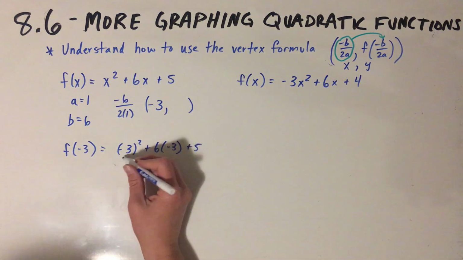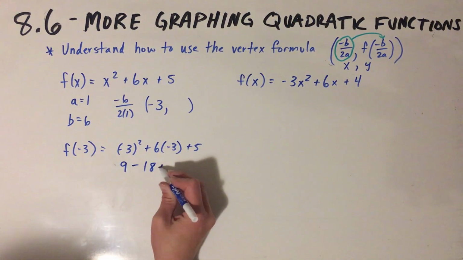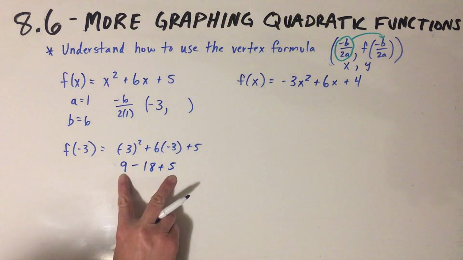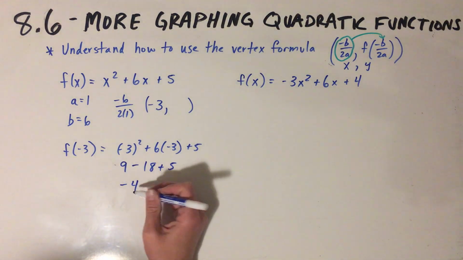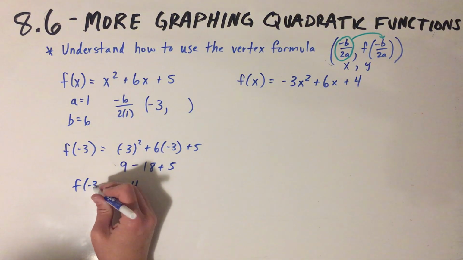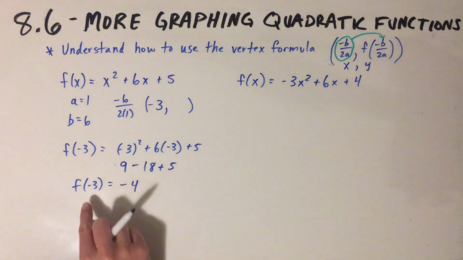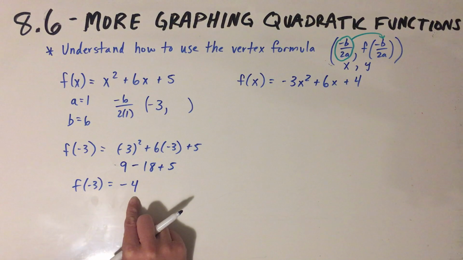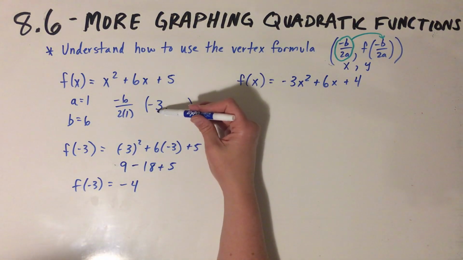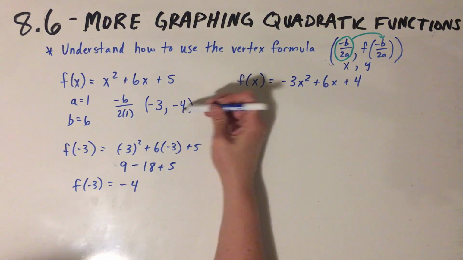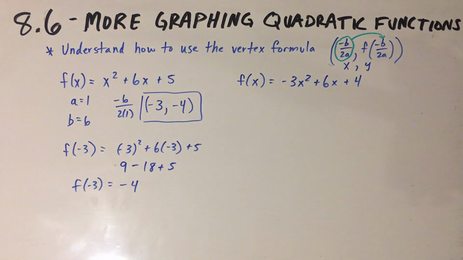So we're going to get negative 3 times negative 3, which is 9, minus 18 plus 5. Well, 9 plus 5 is 14, minus 18 is negative 4. So the value of this function when x is negative 3 is negative 4. This is the y value. When x is negative 3, y is negative 4, and this is the vertex of this parabola.